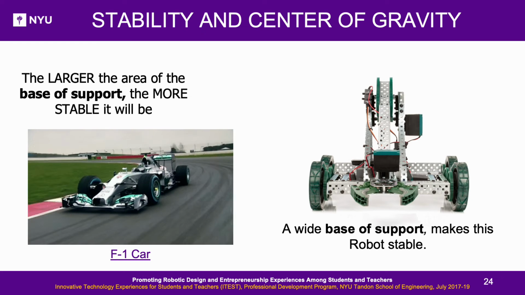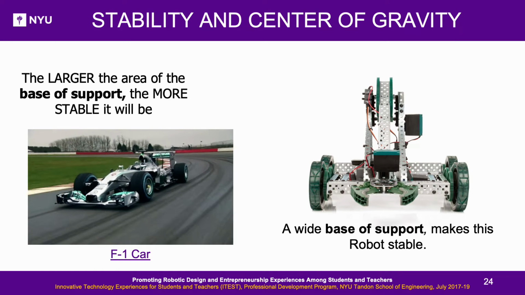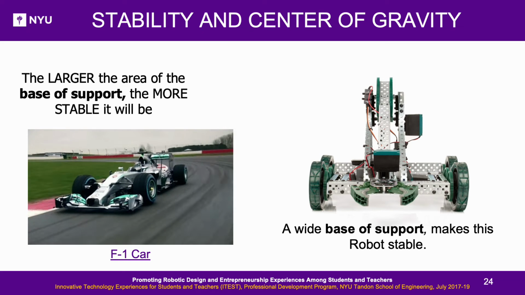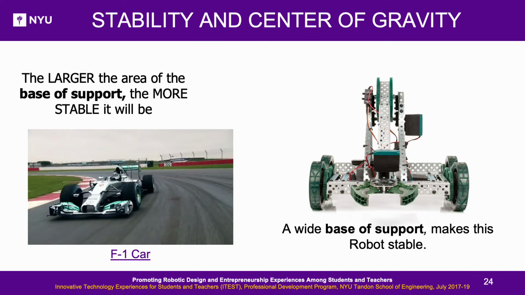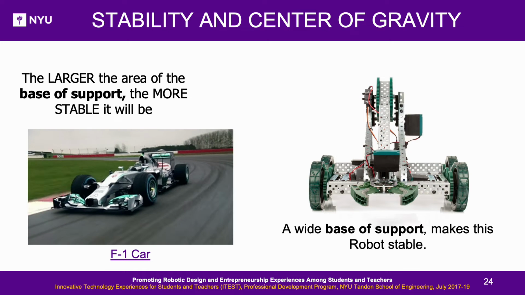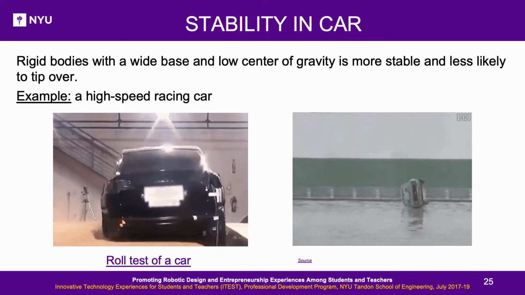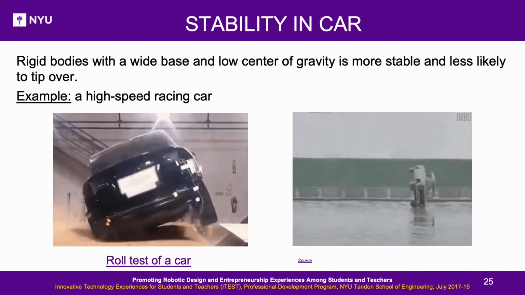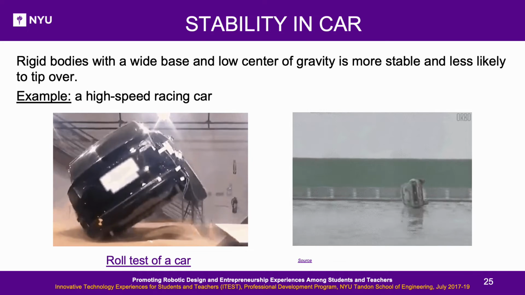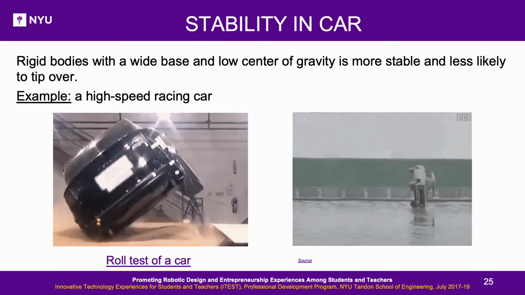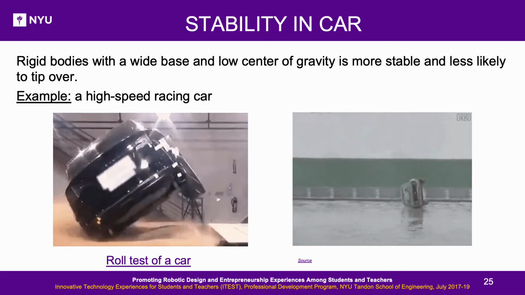Stability and center of gravity. The larger the area of the base of support, the more stable it will be. A wide base of support makes this robot stable. Stability in car. Rigid bodies with a wide base and low center of gravity are more stable and less likely to tip over. An example is a high-speed racing car.